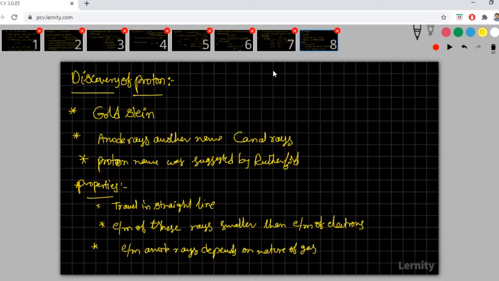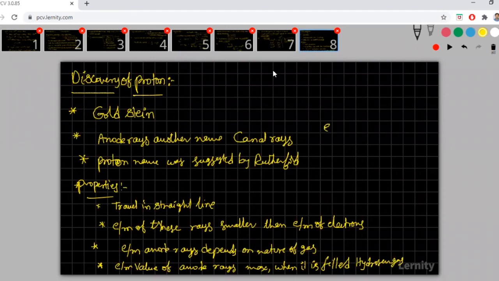Next, the E by M value of anode rays is maximum when it is filled with hydrogen gas.